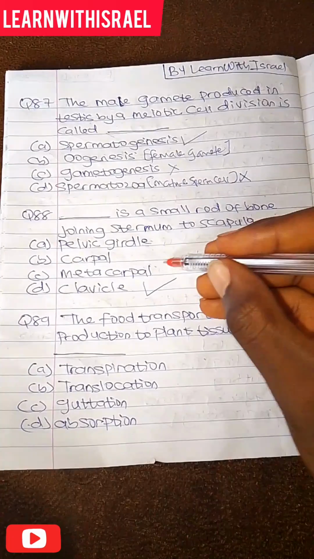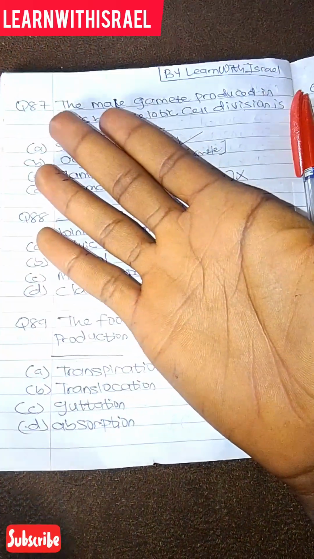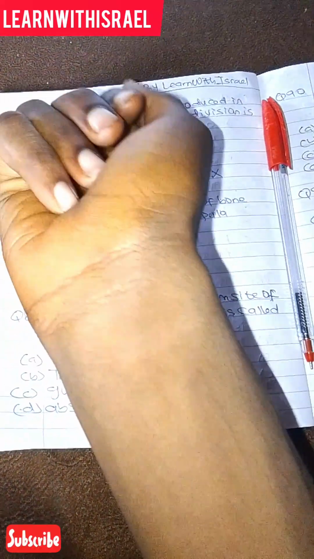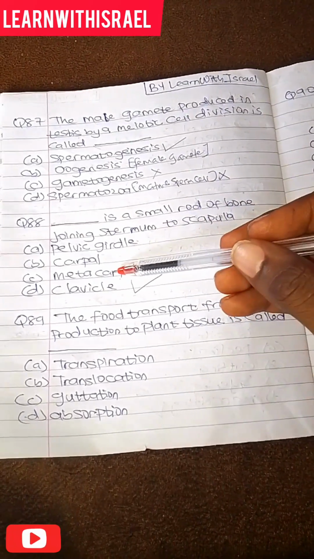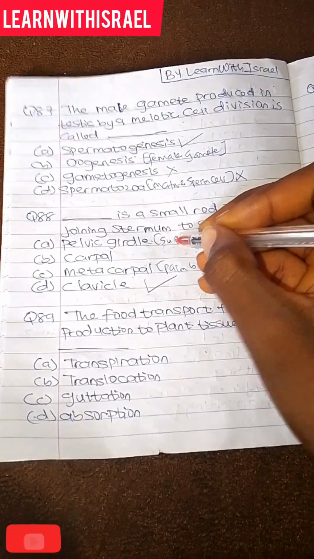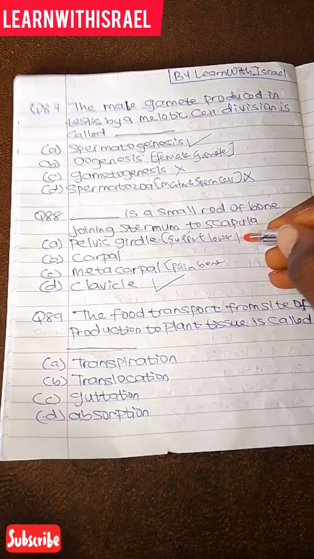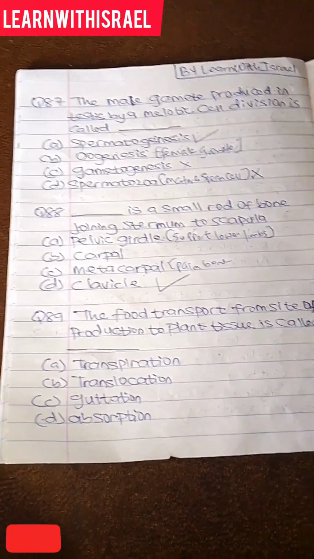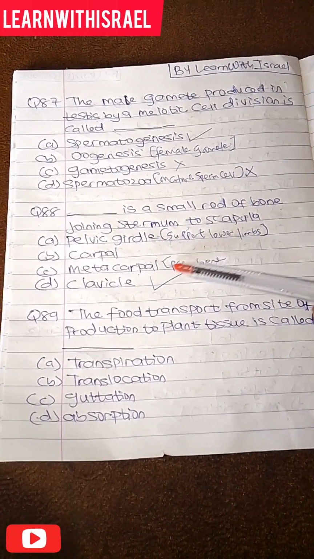Metacarpal is the palm bone, while carpal is the wrist bone. That's the difference between metacarpal and carpal. Pelvic girdle supports the lower limbs, and it's located below your abdomen. So the correct answer for question 88 is clavicle.